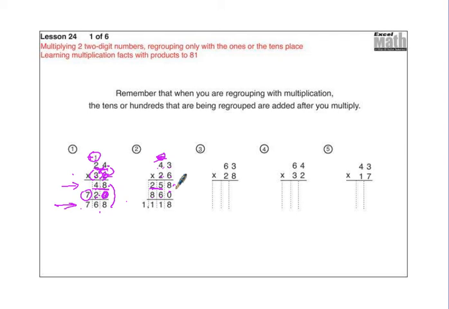Then I'm going to add together my two partial products. 8 plus 0 is 8, 5 plus 6 is 11, carry the 1, 2 plus 8 is 10, plus 1 is 11. So the answer is 1,118. Now if I went too fast for you on that, you might want to back the video up and watch that again and listen to me explain it again until you get it a little bit better in your head. But if you're ready, let's go ahead and try number 3.